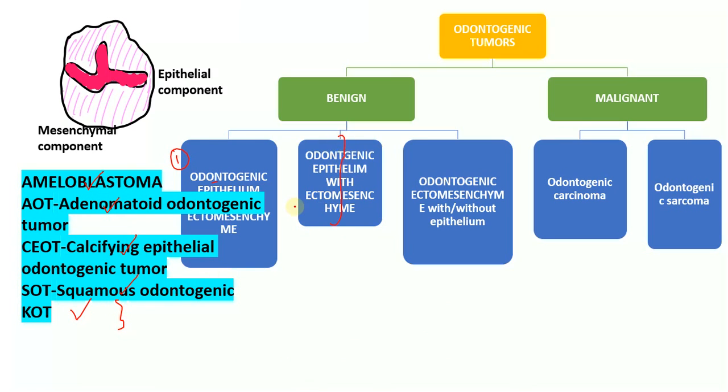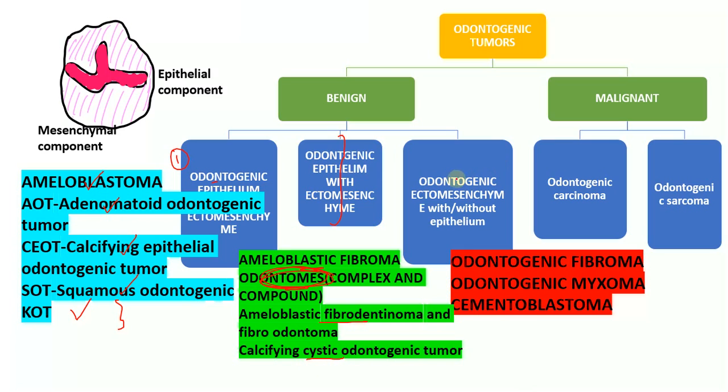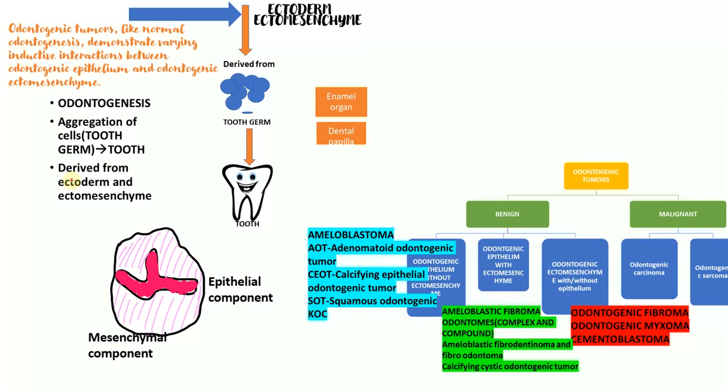In the mixed tumors, we have ameloblastic fibroma, the odontoma, which is the most common odontogenic tumor, the ameloblastic fibrodentinoma, and the calcifying cystic odontogenic tumor. The last one, which is purely ectomesenchymal, includes odontogenic fibroma, myxoma, and cementoblastoma. So remember that the most common odontogenic tumors are the odontomes, and the second most common are the ameloblastomas.